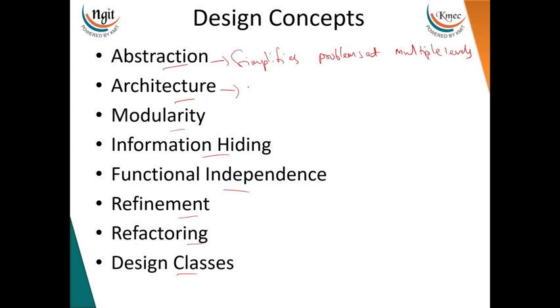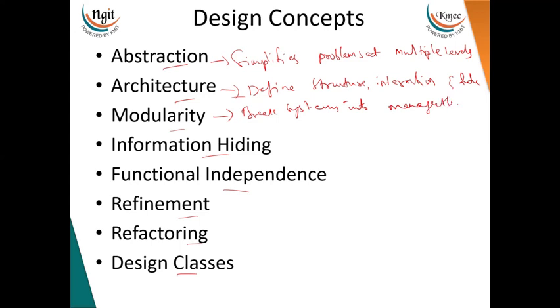Then it's architecture. Architecture will define the structure, interaction, and data. We have seen about the architecture in the previous lecture as well. Like the structural frameworks or some function models, all these can be represented for this particular architecture. Then it's modularity, where we break systems into manageable modules, which gives us ease of planning, testing, and maintenance.